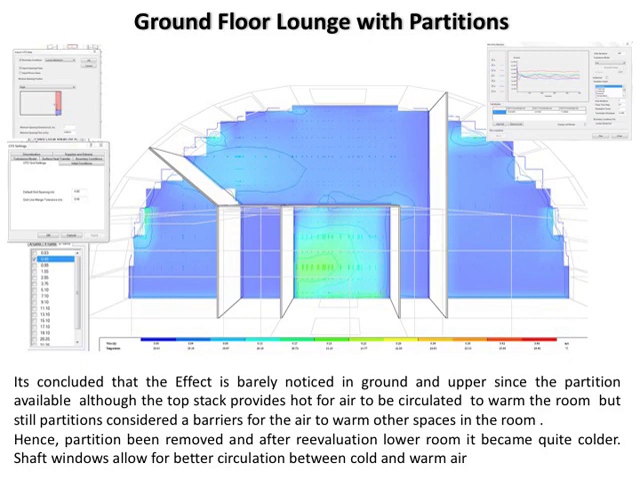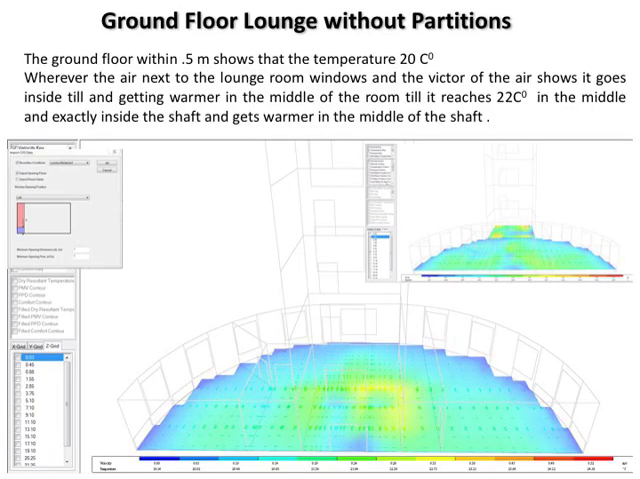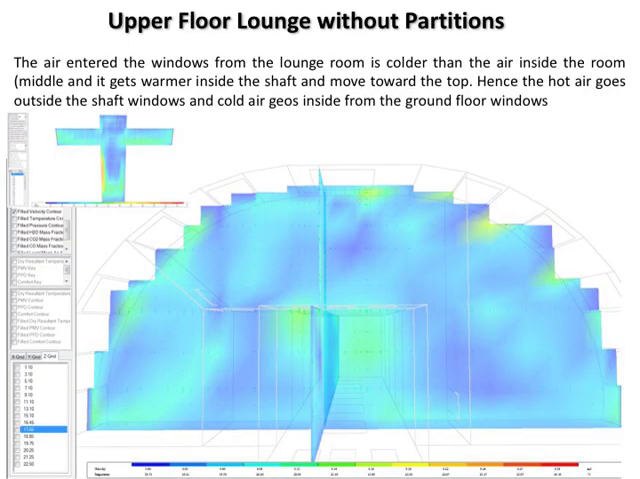This scenario concluded that the effect is barely noticed in the ground and upper rooms since the partition is available. Although the top stack provides hot air to be circulated in order to warm the room, the partition is still considered a barrier for the air to warm other spaces in the room. Hence, with the partitions removed and after re-evaluation, the lower room became quite colder. Shaft windows allow for better circulation of cold and warm air.